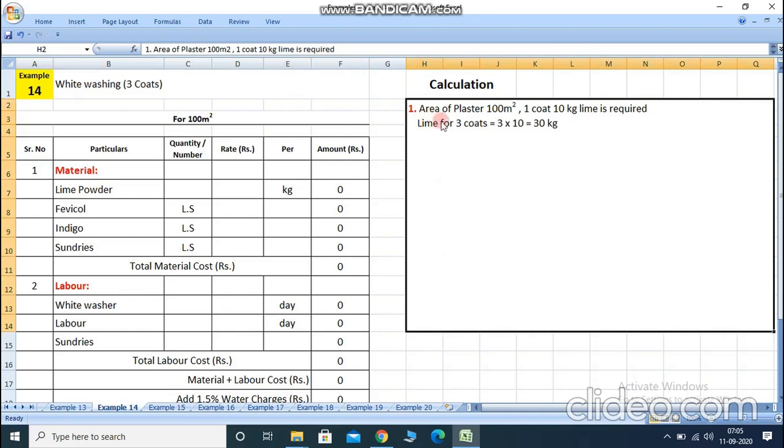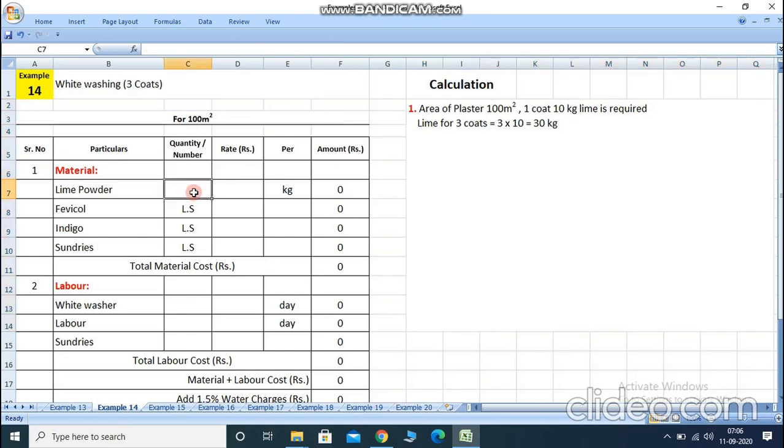The area for the plaster is 100 square meters, and 1 coat requires 10 kg of lime for 100 square meters. So for 3 coats, 3 multiplied by 10 means 30 kg of lime is required. In materials, we require lime, Fevicol, indigo and sunrise. First, as we already discussed, lime powder of 30 kg is required.